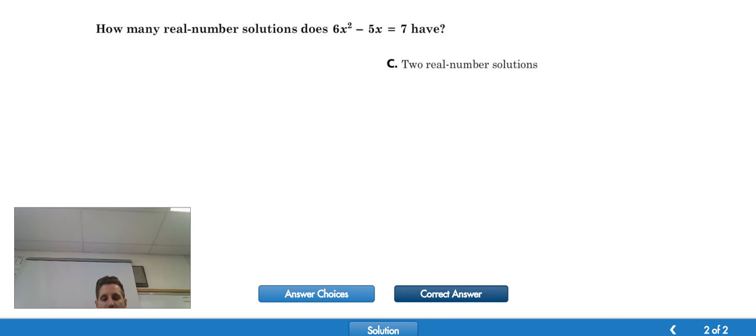All right, so the discriminant is just part of the quadratic formula, which we've already learned. So, ciao.